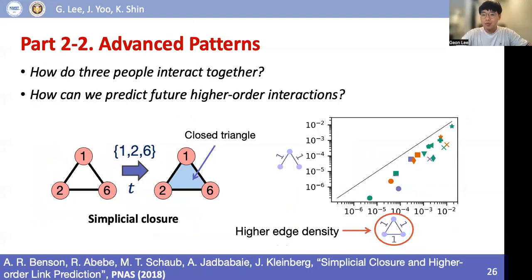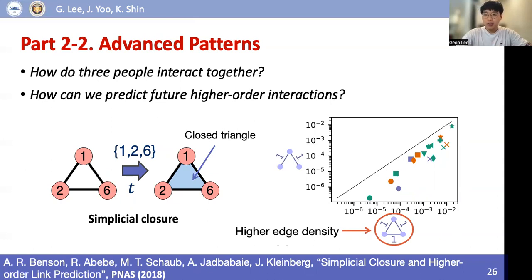Now let's see an example from advanced dynamic patterns. Here we want to see how 3 people in a temporal hypergraph interact together. Given 3 nodes, we call it a closed triangle if there exists a hyperedge that covers the 3 nodes, and we call the appearance of such a hyperedge the simplicial closure of the 3 nodes. This is distinguished from an open triangle, where every pair of the nodes have interacted together in some hyperedges, but they have not co-appeared in a single hyperedge.